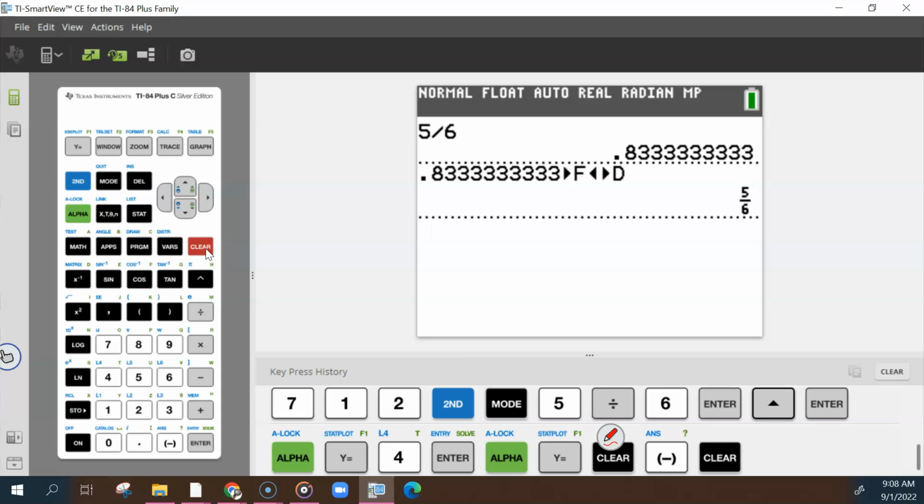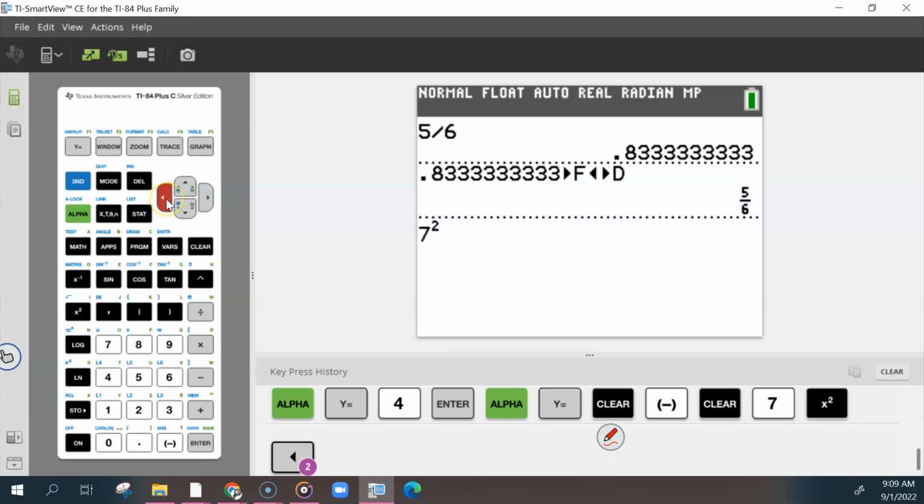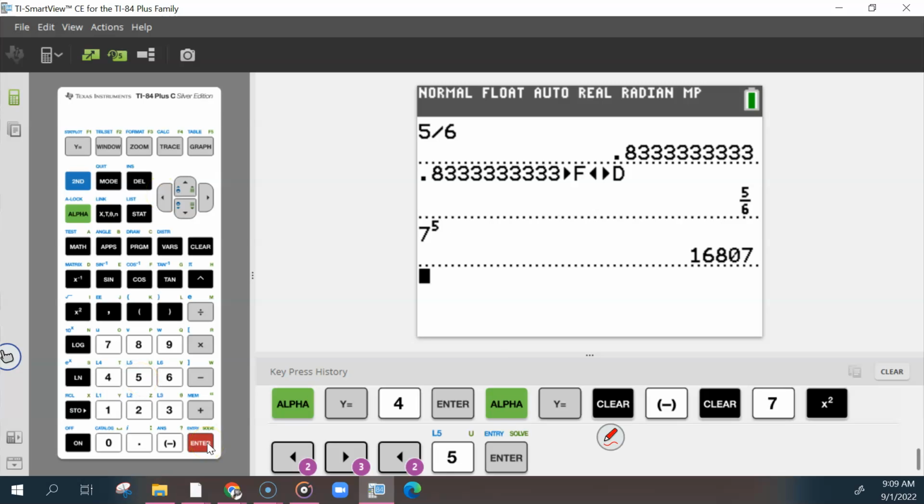There is an exponent button. If you need something squared, you can press this button right above log, and it will square it for you. If you want to change that exponent, let's say you hit squared, all I did was press the arrows. You could go up to it and change it to whatever you want.